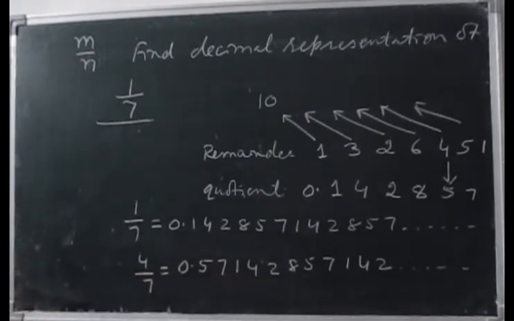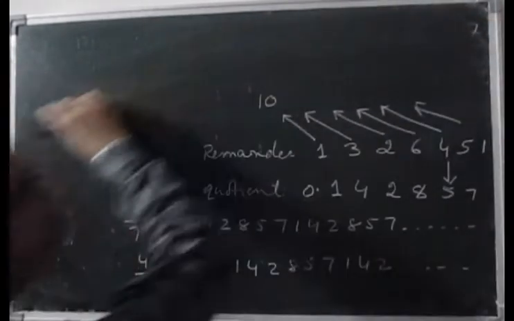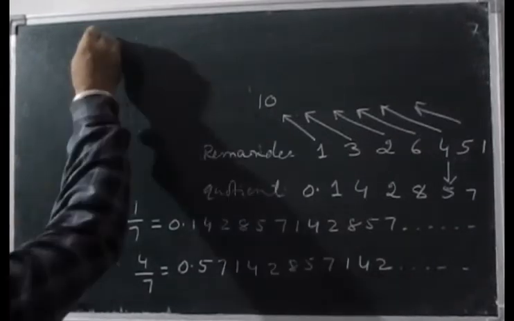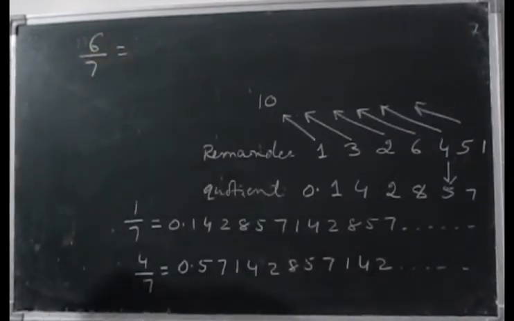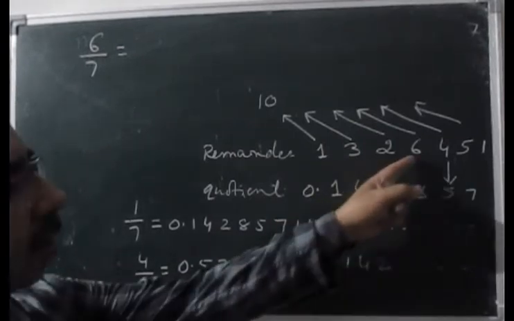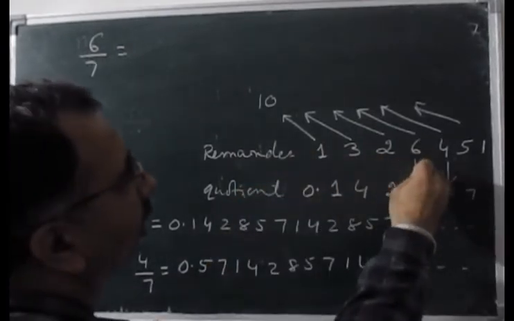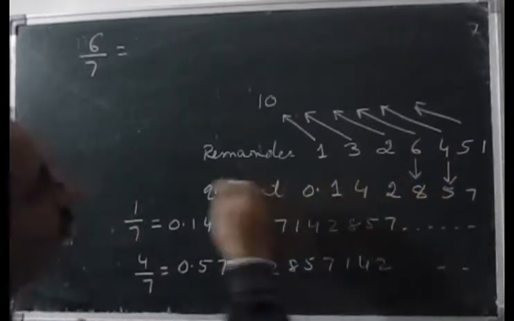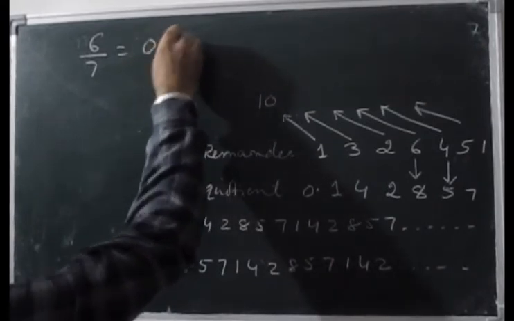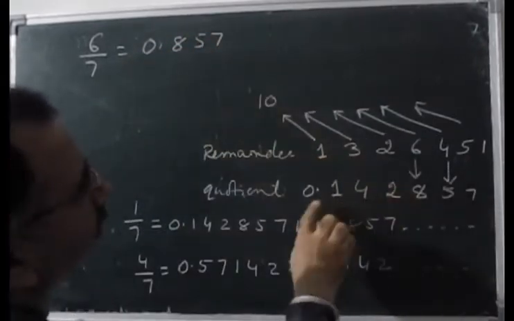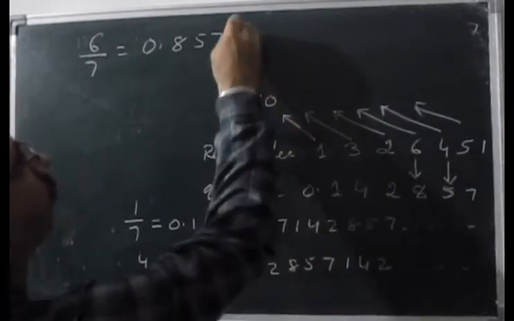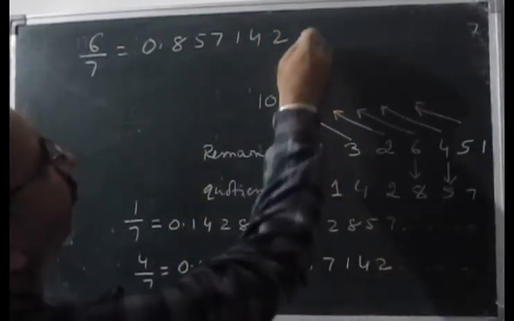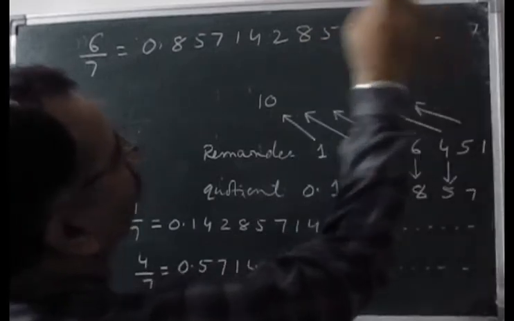Suppose you want to write 6 by 7. So what is 6 by 7? See where the 6 is written in the remainder line. The number 8 is just below 6. So start writing from 8. So this is 0.857, then 142, 857, 142, 857, dot dot dot.